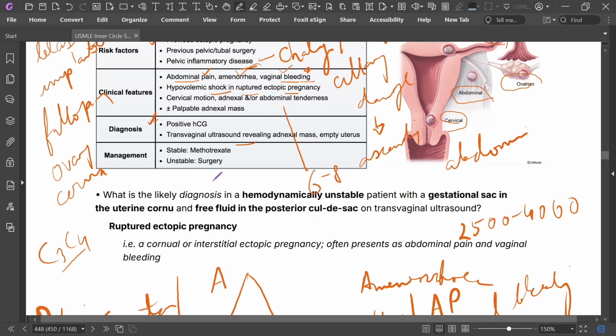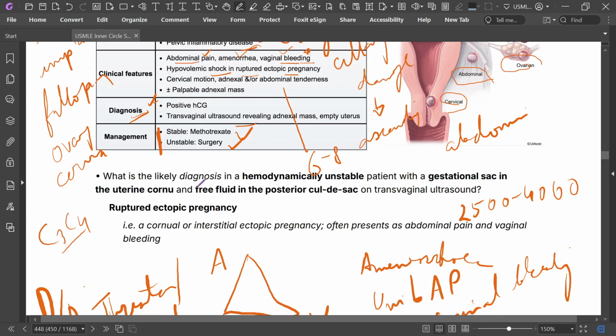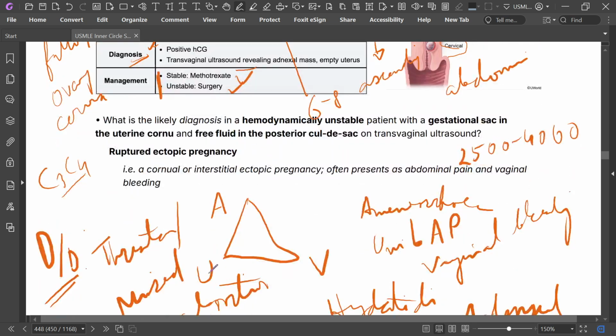It will be discussed in detail in a later part. Okay, diagnosis. Then the management. If the patient is stable, methotrexate. If the patient is unstable, surgery should be done. Okay, management should be discussed in detail in the later period of my lecture.